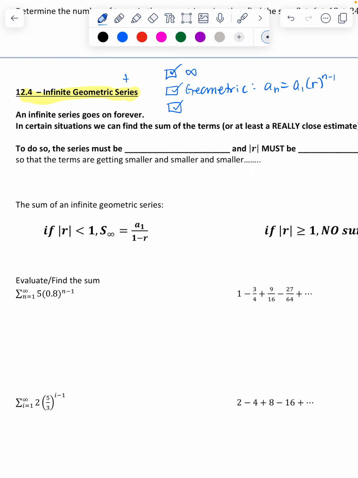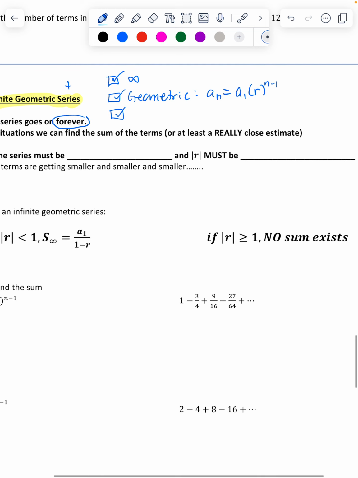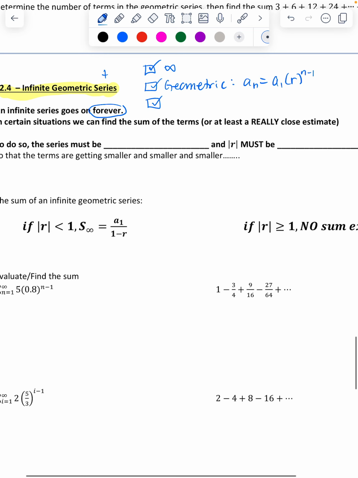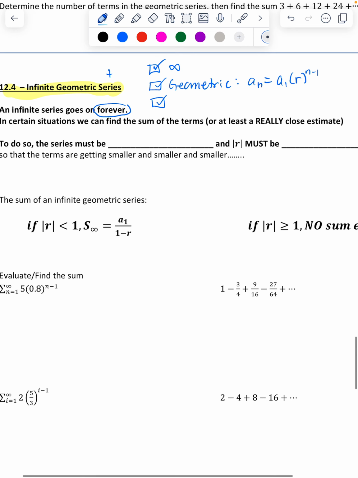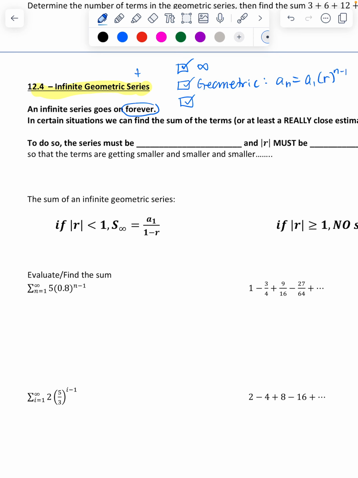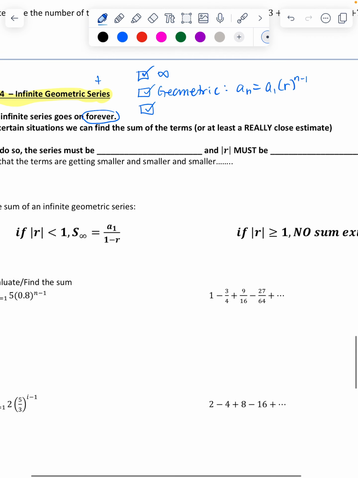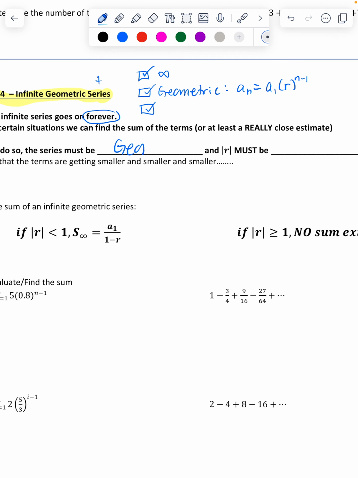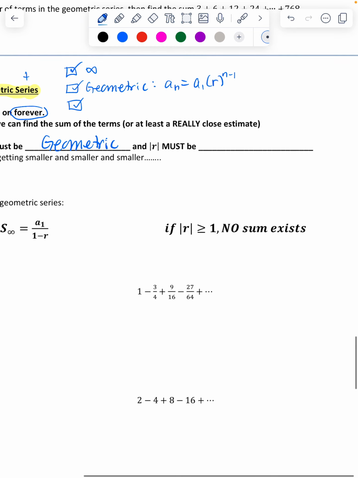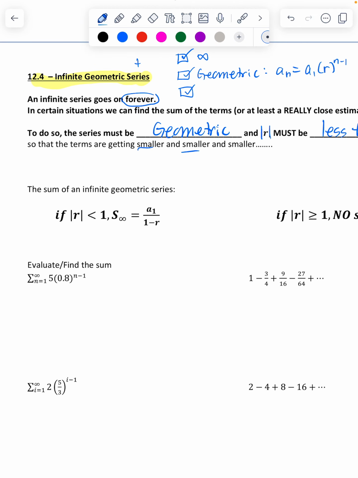So an infinite series goes on forever, no surprise. In certain situations, we can find the sum of the terms, or at least a really close estimate. Even though it goes on forever, we can get a pretty good idea of what the total of all the terms would be. But to do so, the series must be geometric. So you're multiplying or dividing to get from one term to the next. And your ratio, and notice this is absolute value, so I don't care if it's positive or negative, but the number itself must be less than one. That's what guarantees that the numbers are getting smaller and smaller.